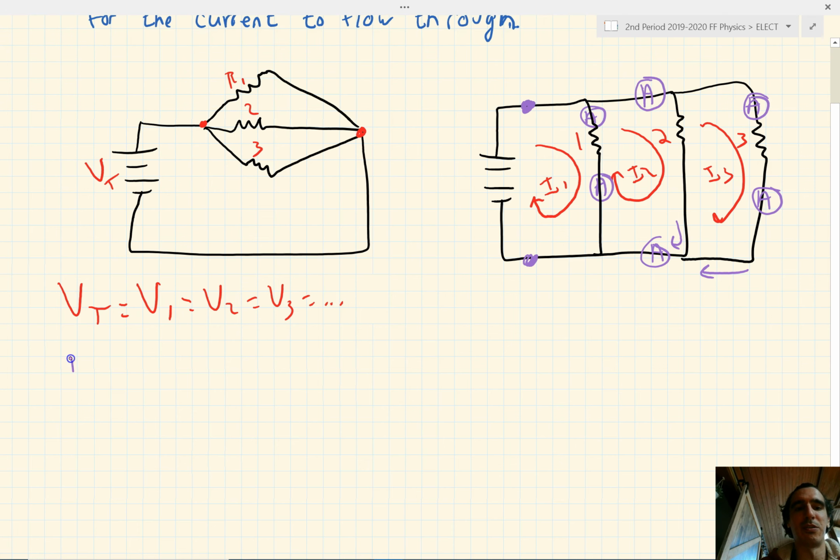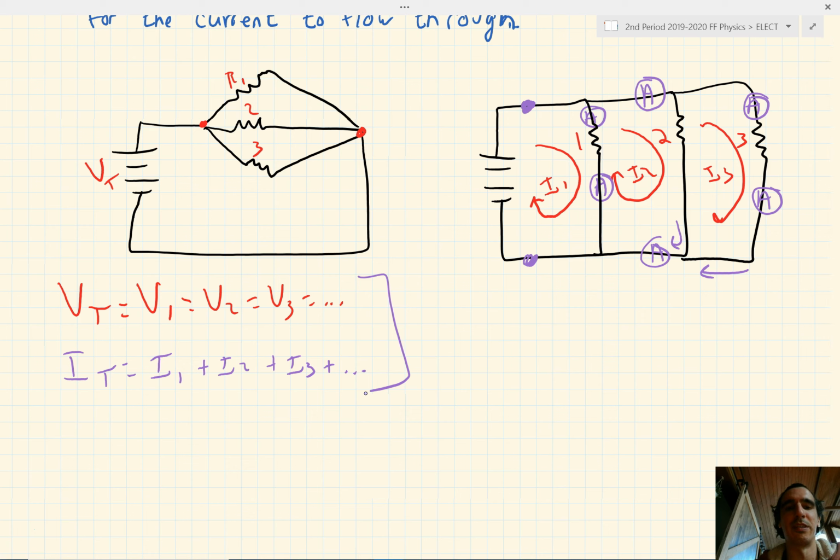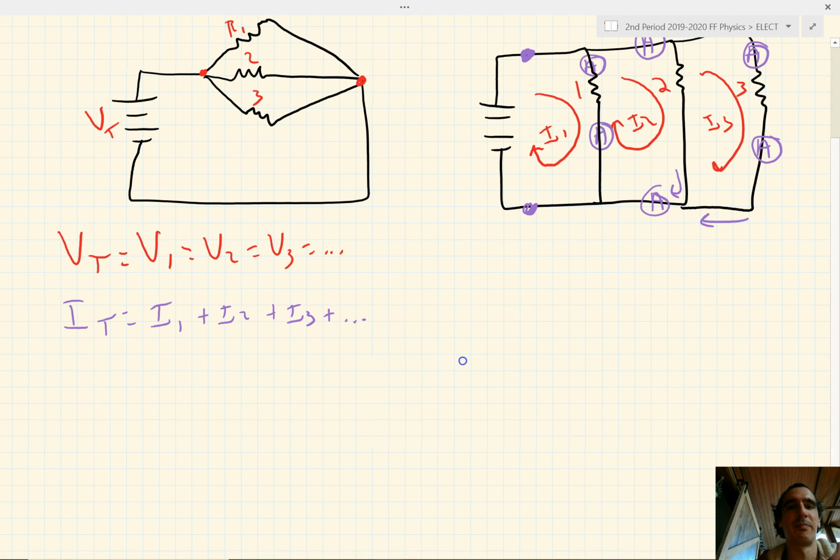We also saw that the total current is the sum of the current that goes through each branch. So I total is I1 plus I2 plus I3 plus ... Notice that these two are the opposite of series circuits. So for a series circuit, the current is equal across each resistor, and the potential difference is the sum of all the individual resistors.